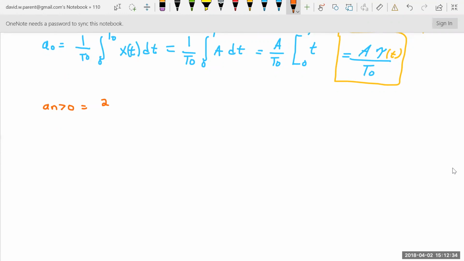A_n equals 2 over T naught. Right, we're going to integrate over the period. What is our signal? Okay, and for the A's, we integrate over the cosines. All righty.